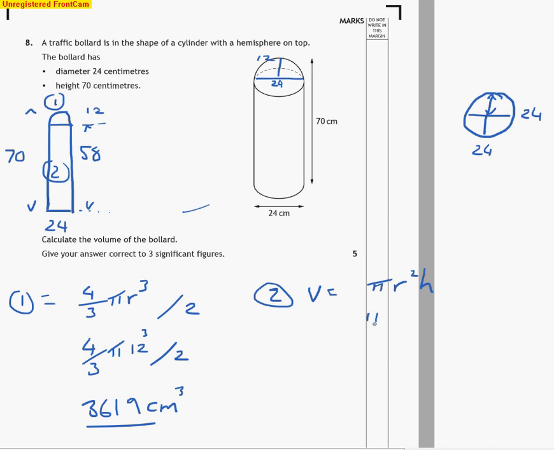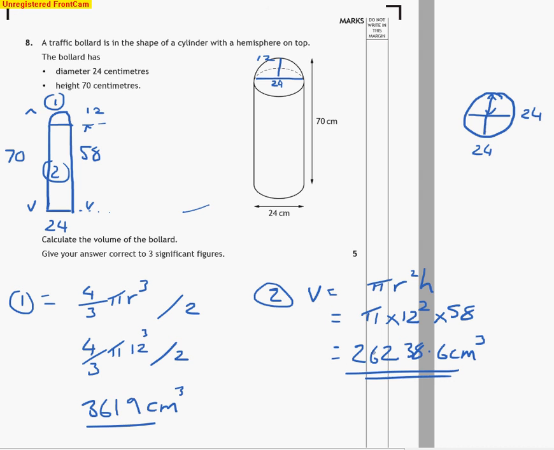So we know pi, that's fine. The radius for this one, again, is going to be 12. That's going to be 12 squared, not cubed this time. And the height is 58, not 70. That's another thing: people rush in, they see this, they do 70, and they make a mistake. So put that into the calculator. That is going to give me 26238.6 centimeters cubed.